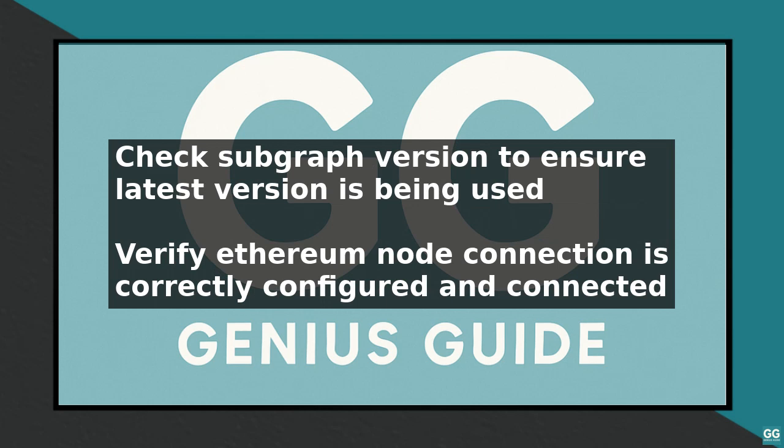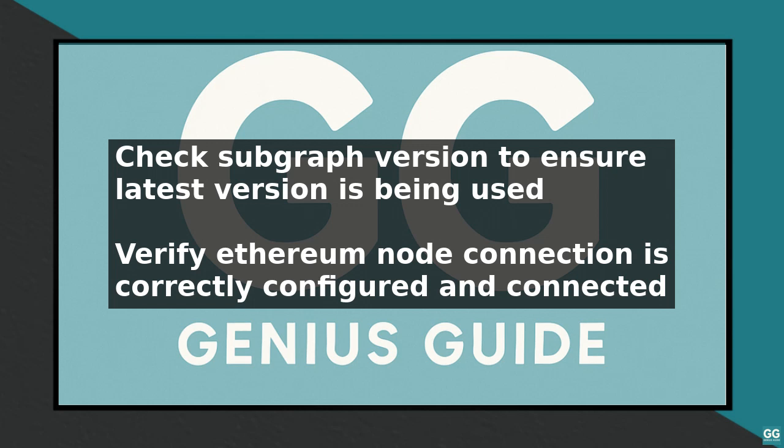Best practice is to monitor the subgraph performance and adjust your queries accordingly. Use tools like the Graph Explorer to monitor query performance and adjust your queries to optimize results. Common issues with Uniswap Subgraph include incorrect query formatting, outdated subgraph version, and Ethereum node connection issues. By following these steps and best practices, you can quickly identify and resolve issues with the Uniswap Subgraph.